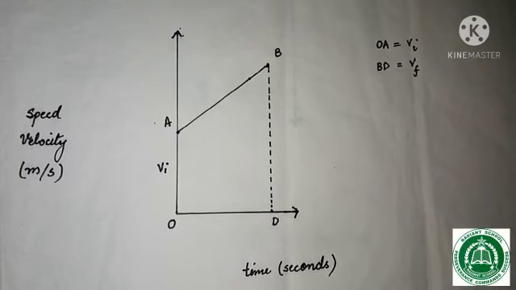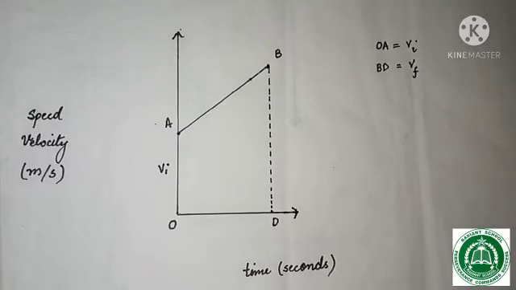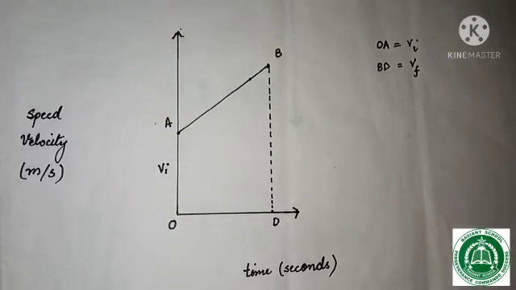Now I have written those at the side. OA is equal to Vi and BD is equal to Vf. Why am I making these things clear to you? Because these will be used later in the derivation.